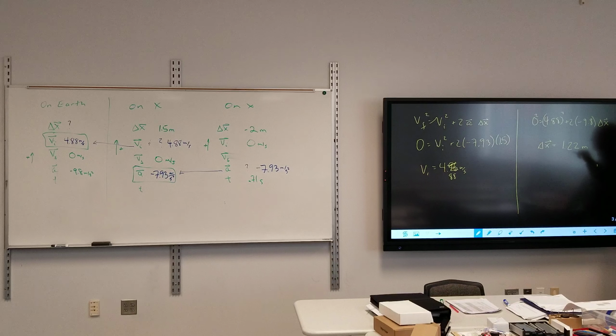4.8 squared is 23.8144, and then plus the 2 times 9.8. Oh, it's negative, minus. That's why. You're not subtracting it though. No, because we need to get delta x by itself. Oh, divide. So first we subtract, and then we divide. Now I got the same thing.